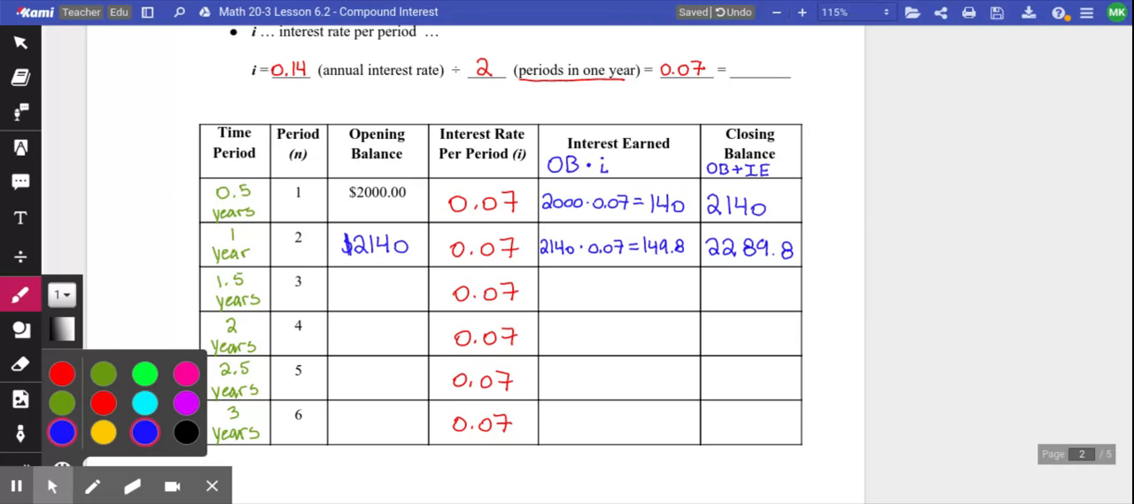Wonderful. I want you to try to pause the video and see if you can fill out the rest of this chart using the pattern. Okay, so you put in the opening balance, you're going to multiply by your interest rate, you're going to find your new closing balance. Okay, I want you to try to finish off this chart. So pause the video, fill out the chart, unpause, see if you have the same answers as me.